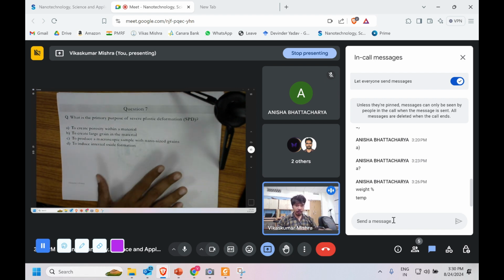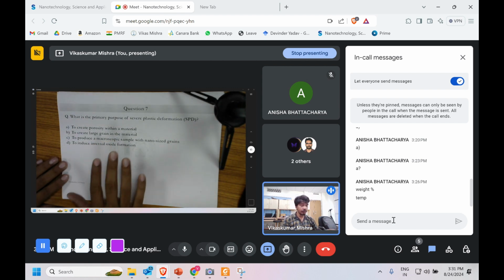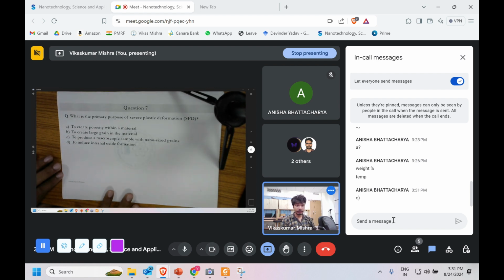Now, one thing about question number 7: only one answer is correct. So it is MCQ, it's not MSQ. What is the primary purpose of severe plastic deformation? The primary purpose, why we do severe plastic deformation, that they are asking. The first one is to create porosity within the material. Second, to create large grains in the material. Third is to produce a macroscopic sample with nano-sized grains. And fourth is to induce internal oxide formation. So what do you think?